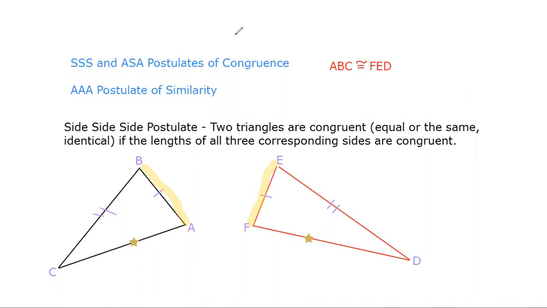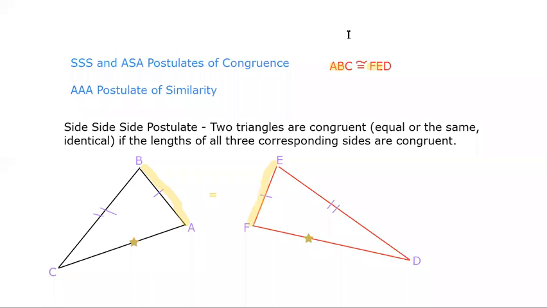So you notice side AB corresponds to side FE, so we name them in the proper order when we name the triangle. That's important. It's not as important in this lesson, but it will be important later. And those triangles are equal. They are equal because all three corresponding sides are congruent, because we have the marking.